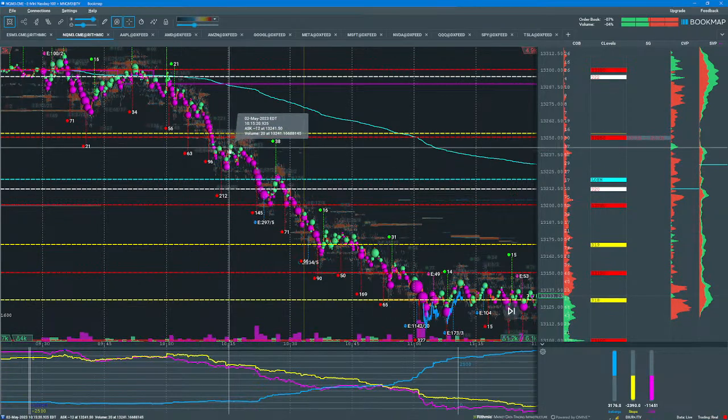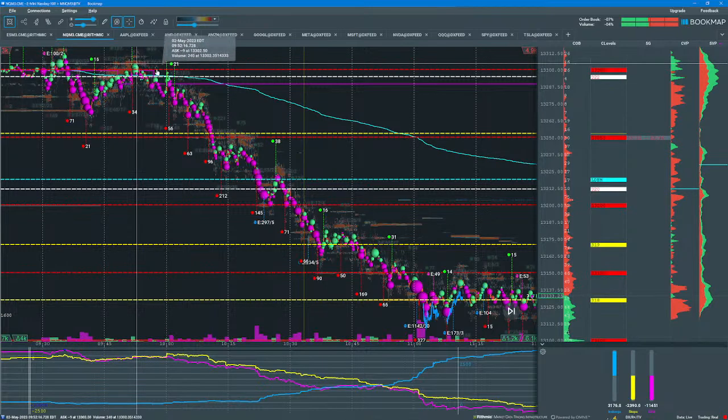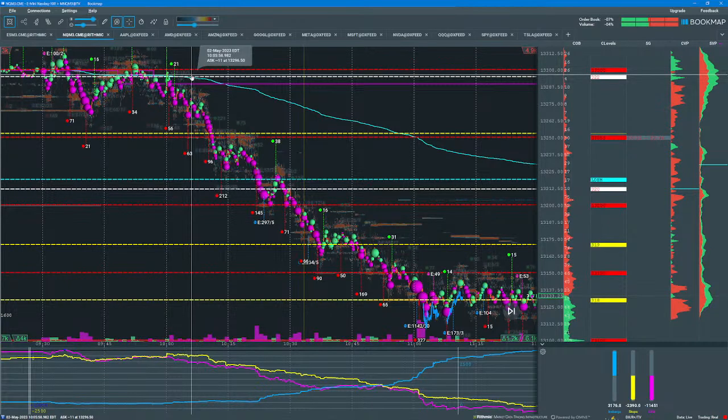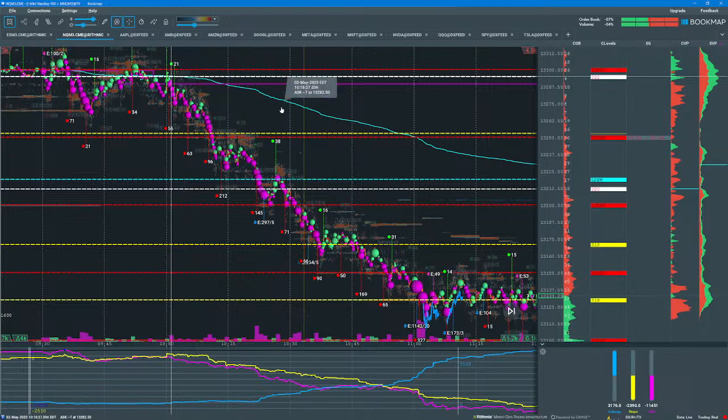And pretty similar price structure to the S&P 500. Chop around until about 10 a.m. A final test of the NASDAQ 13,300, QQQ 322 large gamma 2 level, and also VWAP, and price moves lower.